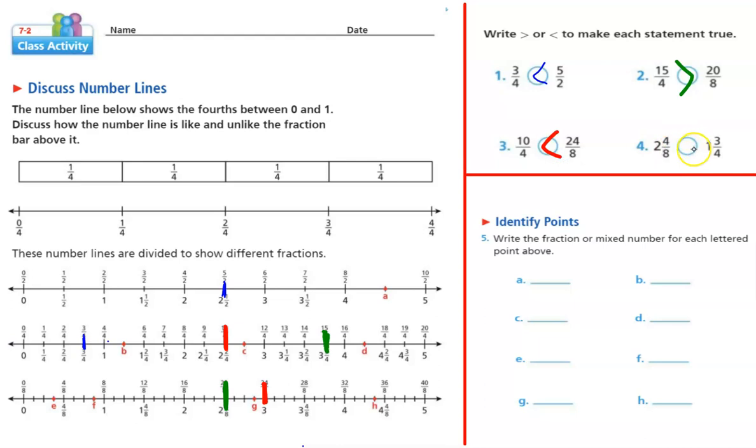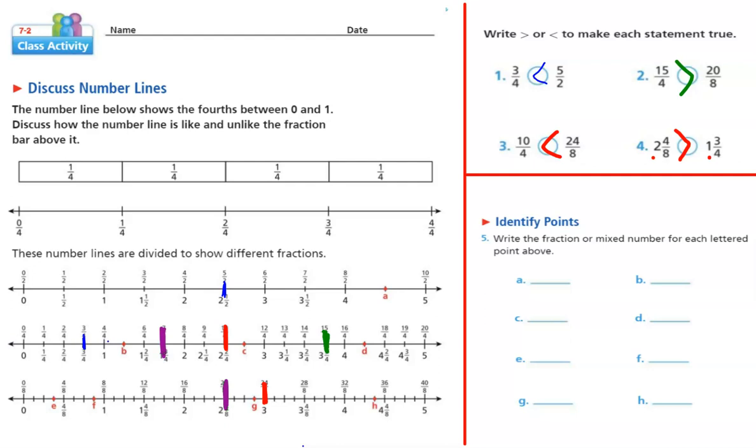And then finally, we've got some mixed numbers. Now, I can already tell that this one's larger because 2 is greater than 1, but we should still check it for sure. So this one is telling me 2 and 4/8. So I'm going to come over here and find 2 and 4/8, which is actually this one right here. And then also 1 and 3/4. So there's 1 and 3/4. So we were correct. Your 2 and 4/8 is larger.